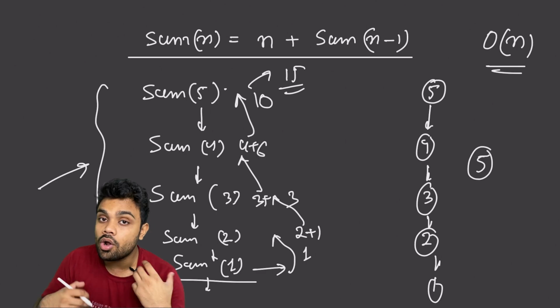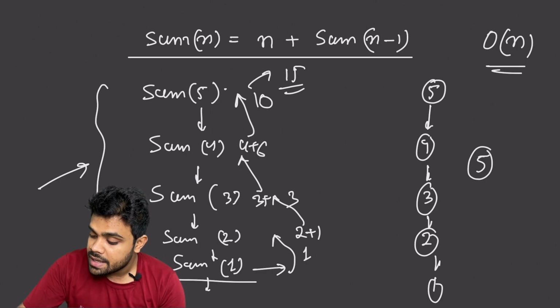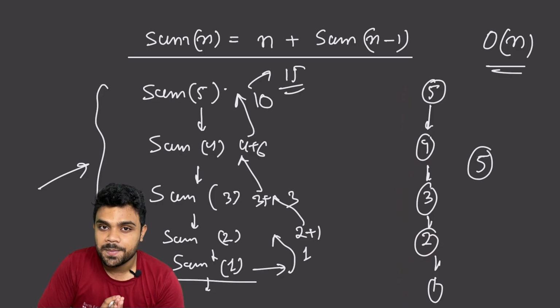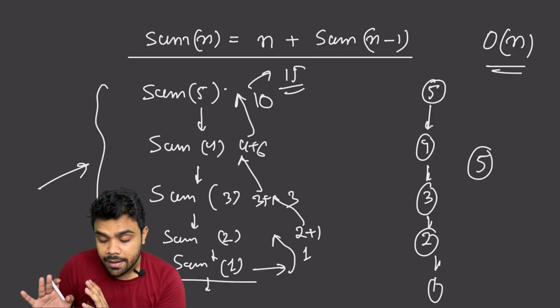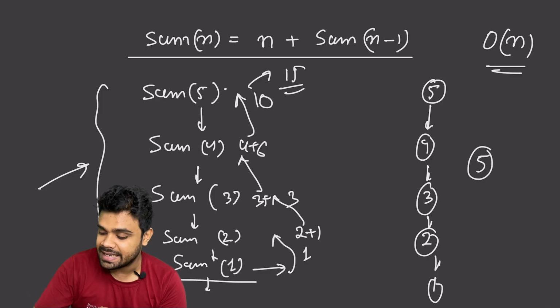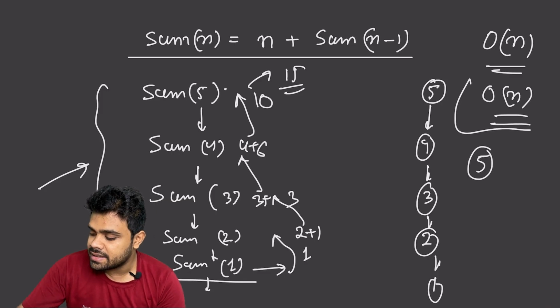Okay, you can also analyze the space complexity. Space complexity is equal to the height of this tree. What's the height of the tree here? The height of the tree is big O of n. So this is the space complexity, and this is the time complexity.